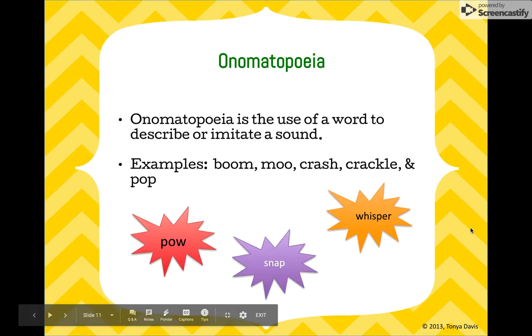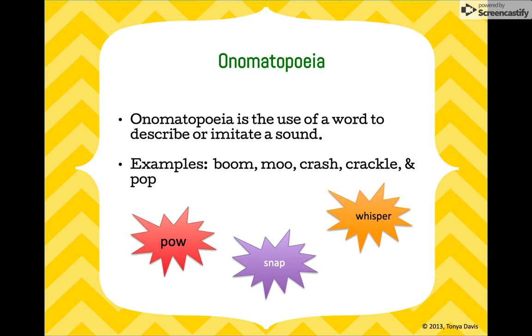All right, onomatopoeias. These are some of my favorite types of figurative language. An onomatopoeia is the use of a word to describe or imitate a sound. Examples: boom, moo, crash, crackle, and pop. And some examples underneath are pow, snap, and whisper. You have probably seen these examples of onomatopoeia in comic books. These are used a lot in comic books and visual books. You've probably also seen these a lot in video games.